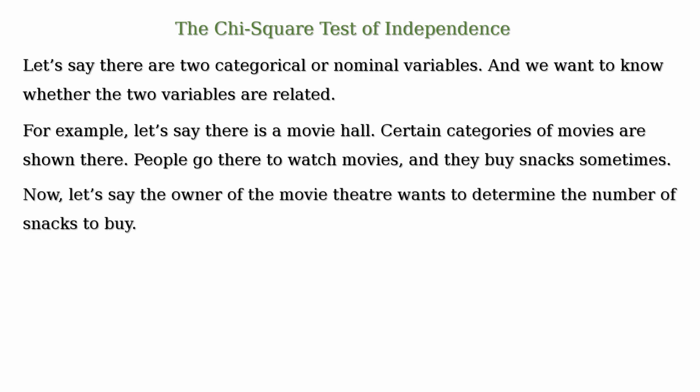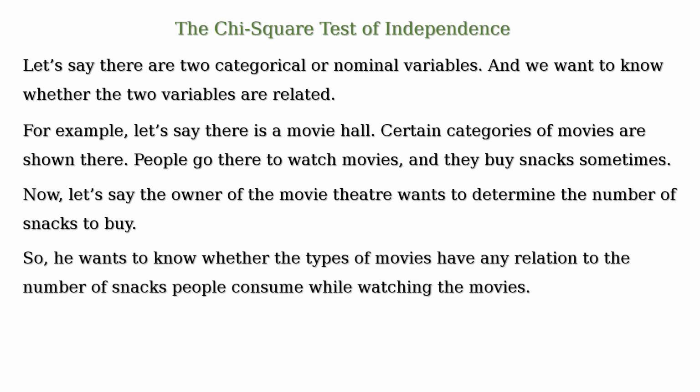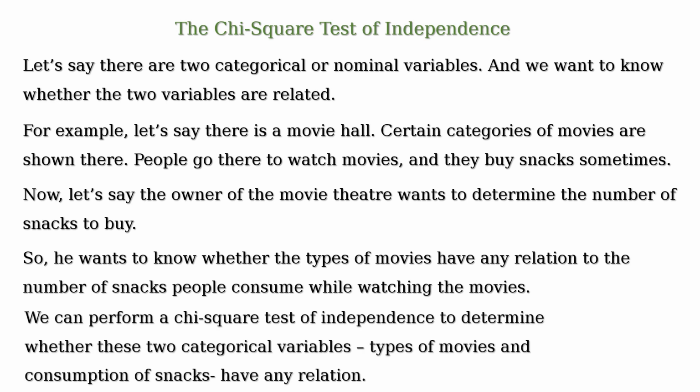Now, let's say the owner of the movie theater wants to determine the number of snacks to buy. So, he wants to know whether the types of movies have any relation to the number of snacks people consume while watching the movies. We can perform a chi-square test of independence in this case to determine whether these two categorical variables, types of movies and consumption of snacks, have any relation.